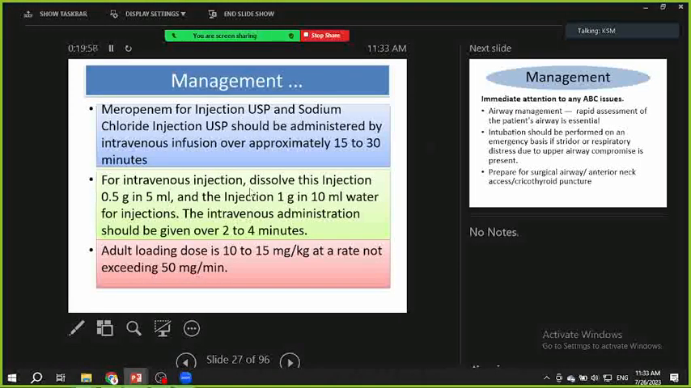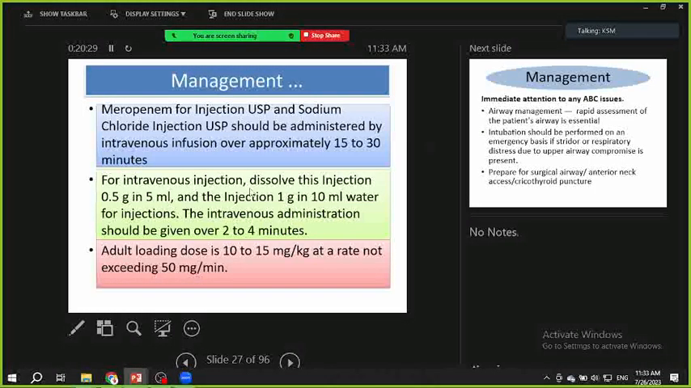This is the meropenem for injection, sodium chloride injection, which should be administered by intravenous infusion of approximately 15 to 30 minutes. So if you give push doses, if you give a fast bolus, that is your fault, because the manufacturer has clearly mentioned this has to be given over 15 to 30 minutes. We can't blame the meropenem manufacturers. They have clearly given that you have to follow the manufacturer's leaflet.